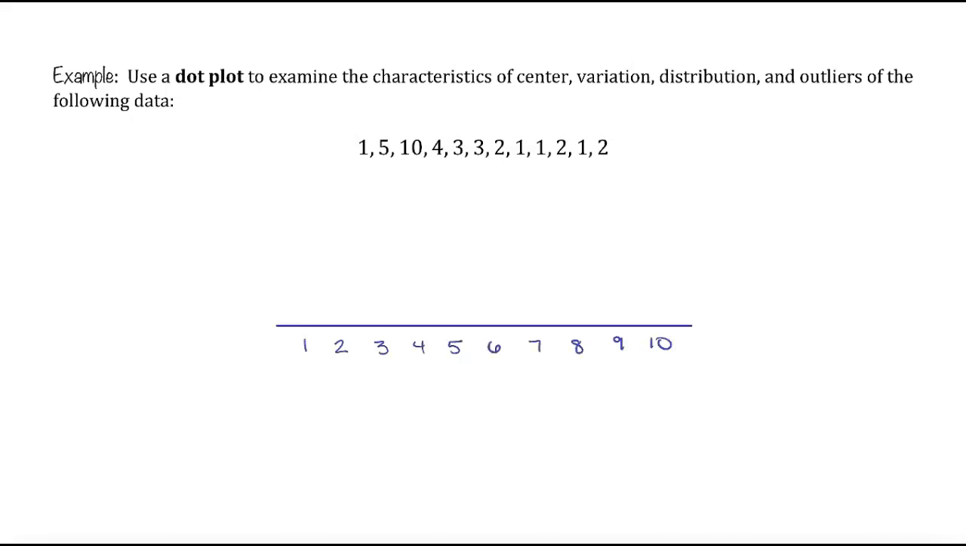Now we'll go through our list of data values, and we'll place dots above each value 1 through 10, similar to how we might make tally marks. Our first data value is a 1, so I'll place a dot above the 1. The second data value is a 5, so now I'll place a dot above the 5. Next we have a 10, so I'll place a dot above the 10, then a 4, and so on.